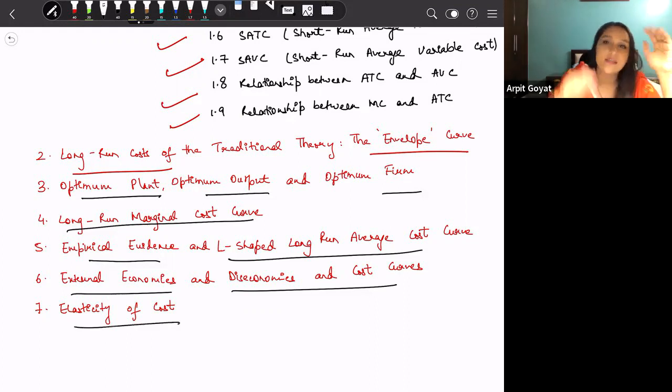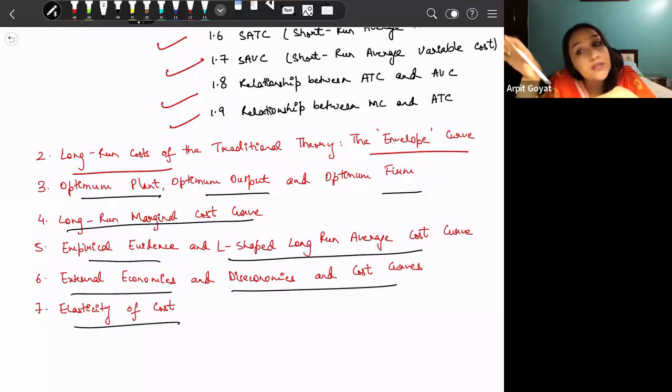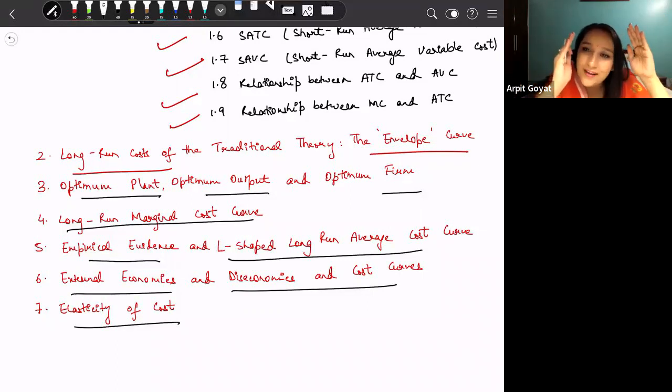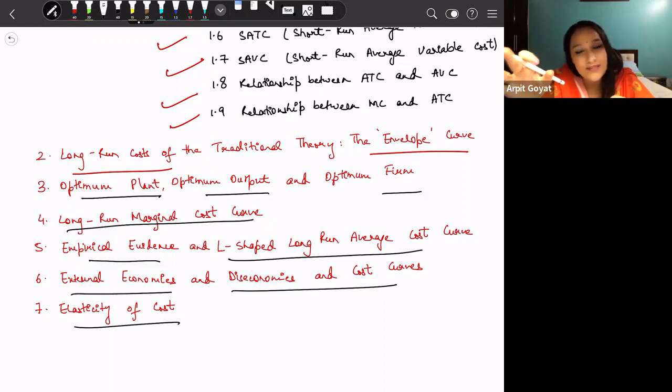Then we'll discuss the elasticity of cost. So what are we doing? In general, we are discussing same things. First, we are understanding basic concepts. फिर उसका equilibrium discuss कर रहे हैं. फिर उसकी elasticity, जैसे हमने elasticity of demand किया, फिर output elasticity किया, and this is elasticity of cost.